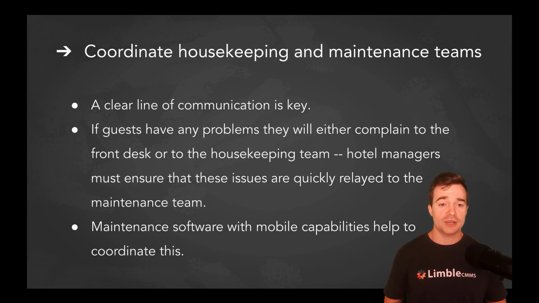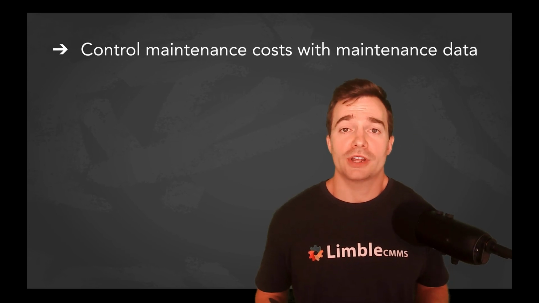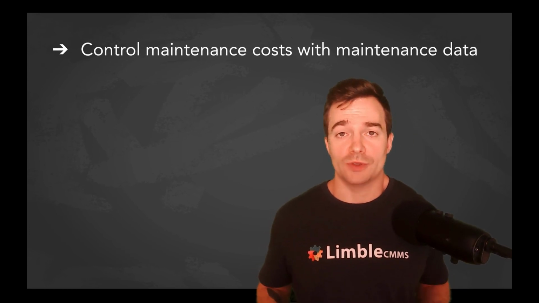In addition to communication, scheduling work is an important part of coordination. There are many situations in which a housekeeping and maintenance team can perform their routine tasks at the same time in the same room. And one could adjust maintenance schedule to take advantage of that and maximize the room availability. And the last part here is that it helps control maintenance costs with maintenance data.